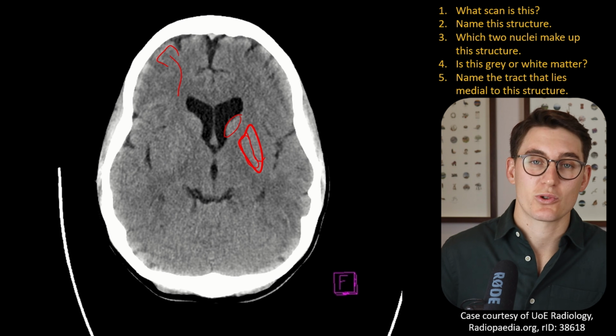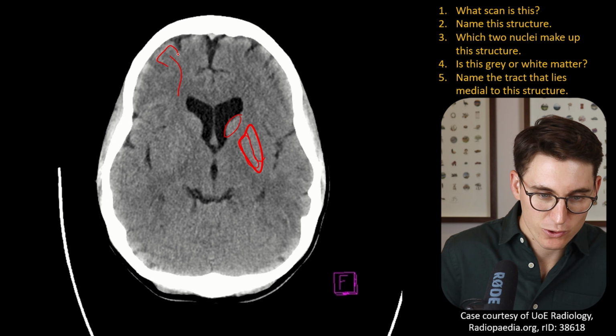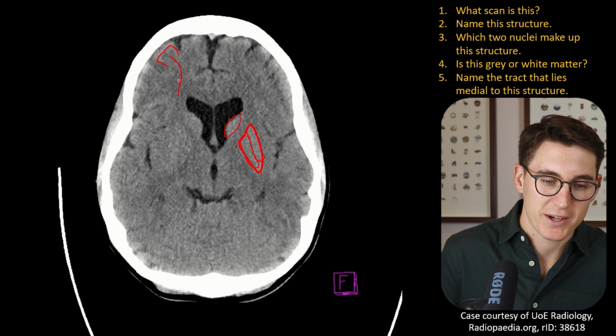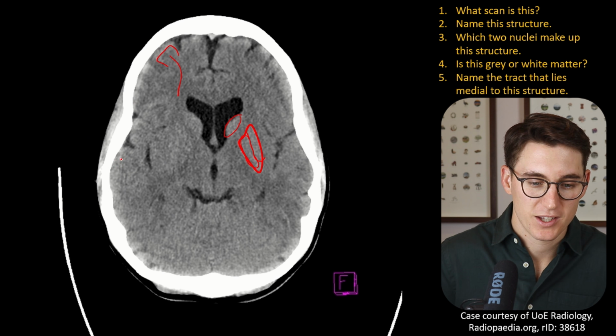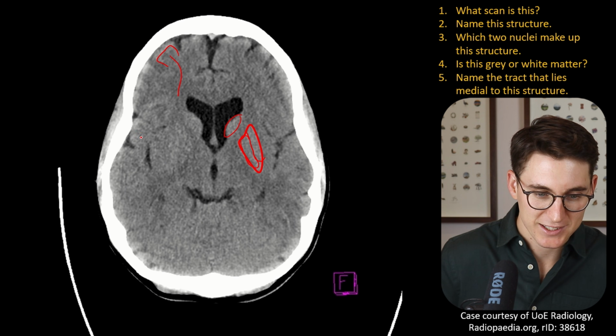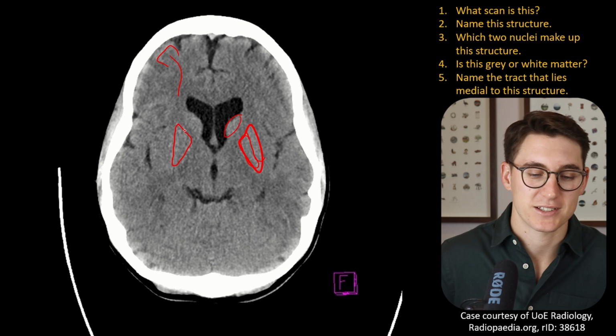So we asked if this is gray or white matter. Well, we can see that our gray matter is lighter or brighter on this image than our white matter. It's more dense than the white matter. And we know that our basal nuclei are made of gray matter, and we can see in this image that they are lighter than the surrounding white matter. So this is gray matter.